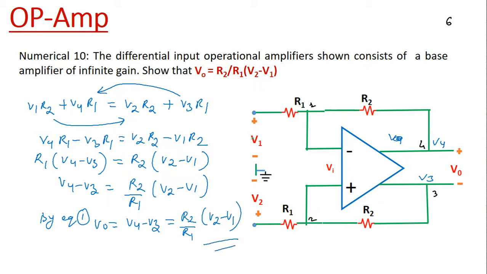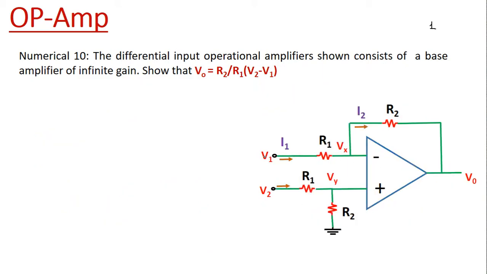So hence we have proved the output voltage equation for this circuit diagram. Now the second circuit diagram. Here we assume that the voltage at the non-inverting terminal is Vy and the voltage at the inverting terminal is Vx.